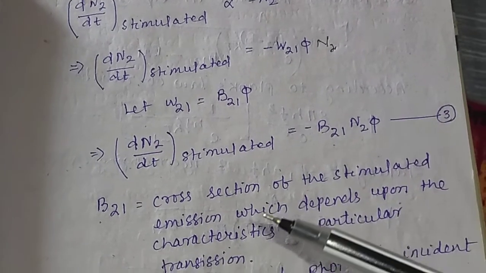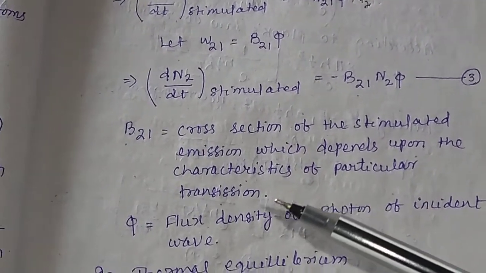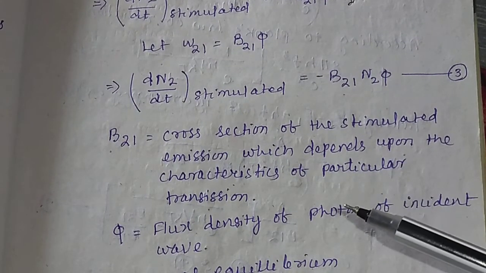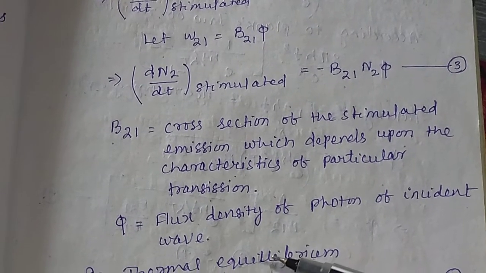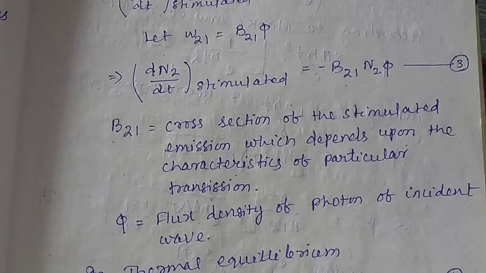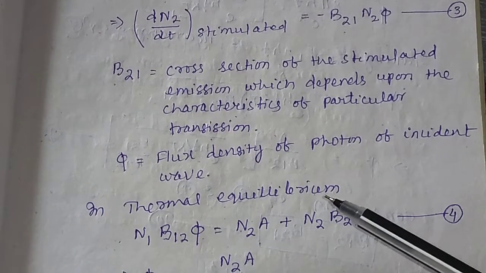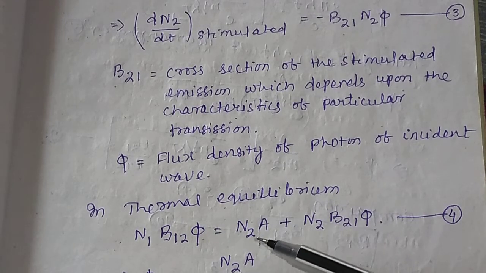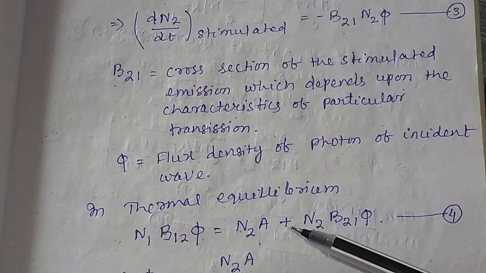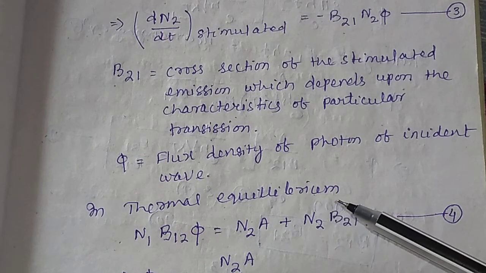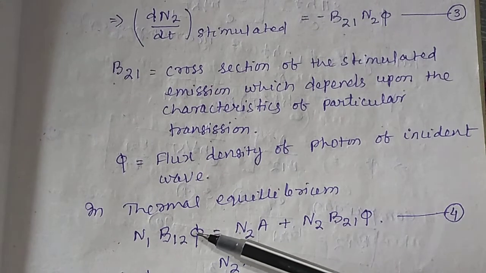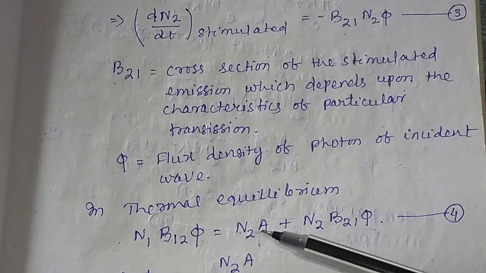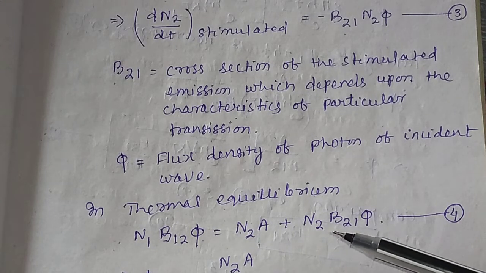So here what is B21? B21 is your cross section of the stimulated emission, which depends upon the characteristic of the particular transition, and phi is the flux density of photons of the incident wave. So you have three factors, one from absorption and another two factors. This one is from the spontaneous emission, and this factor is from the stimulated emission. In thermal equilibrium, what happens? N1 B12 phi will be equal to N2 A plus N2 B21 into phi.